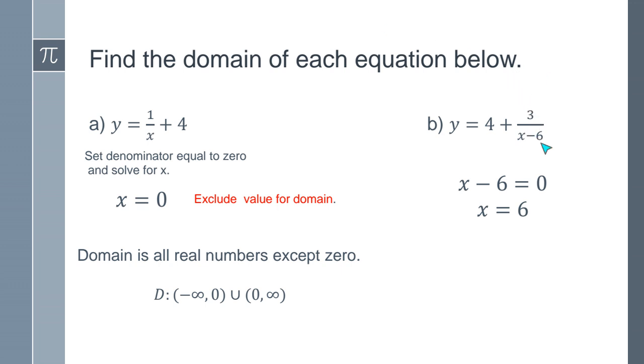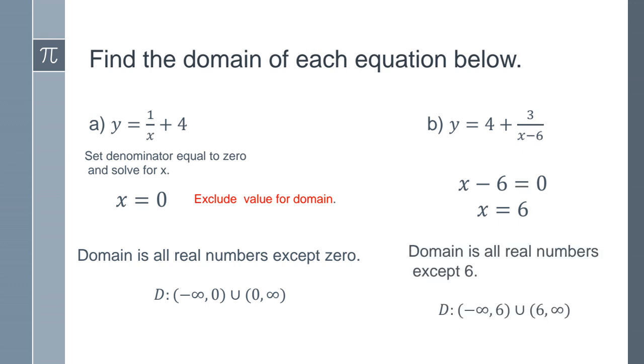x minus 6. Do we have a fraction? So we're going to take this part of the denominator and we're going to set it equal to 0. So x minus 6 is 0. If I solve for x, I get x equals 6. So notice if x is 6, then you get 6 minus 6 is 0, and we cannot divide 3 divided by 0. So your domain is going to be everything except for 6. So the domain is all real numbers except for 6. So again, it's from negative infinity to 6, and then from 6 to positive infinity.